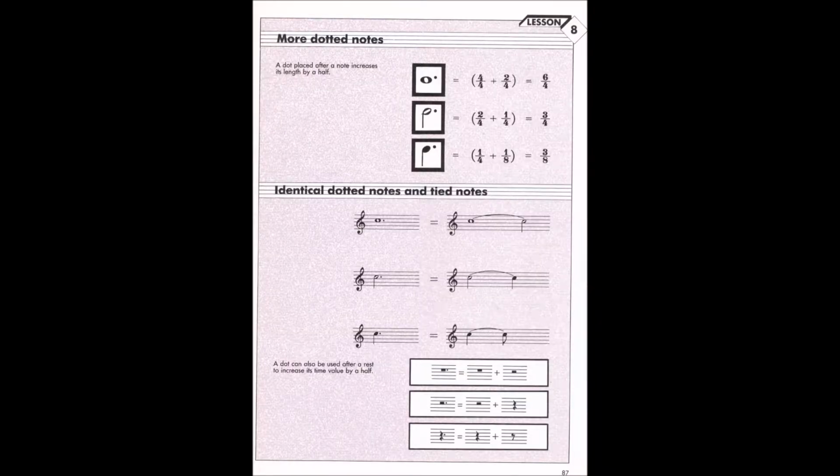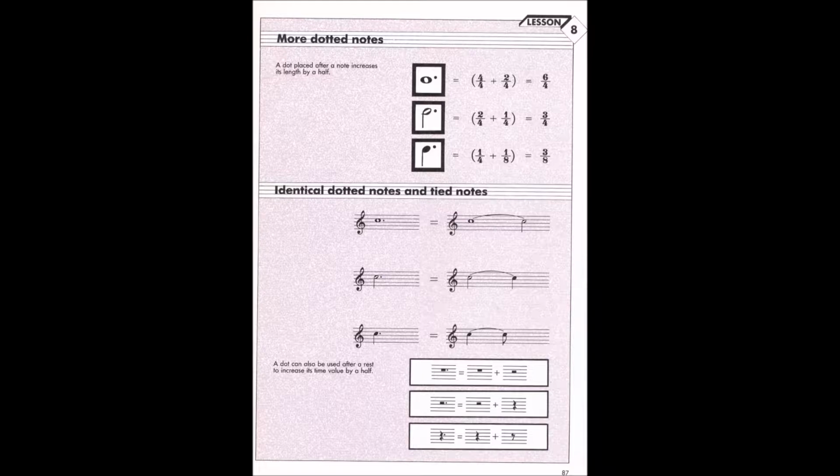Back in Lesson 2, you were introduced to the dotted minim, which is worth 3 beats. Now it's time to look at some more dotted notes. You'll find them on page 87 of your booklet. As you can see, putting a dot after any note increases its time value by a half. In this way, a semibreve lasts 4 beats, but a dotted semibreve lasts 6 beats, half as long again.